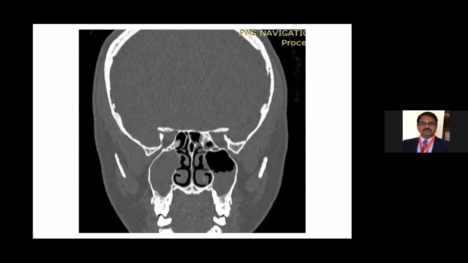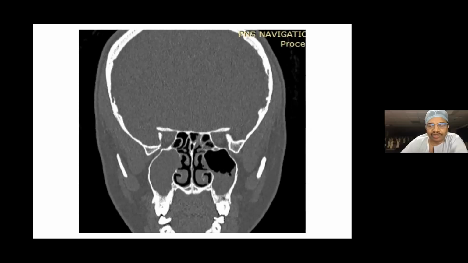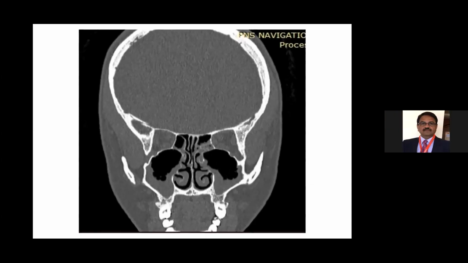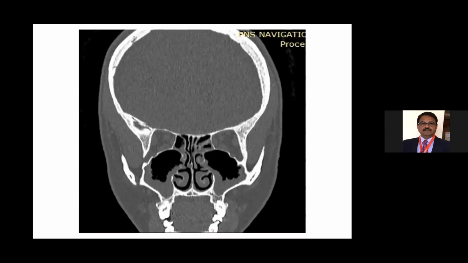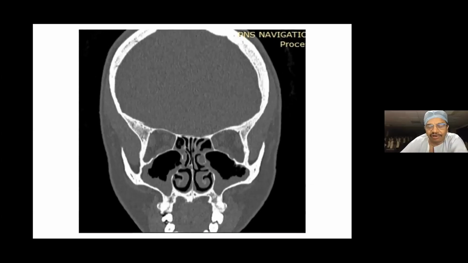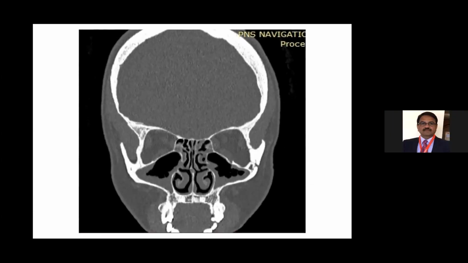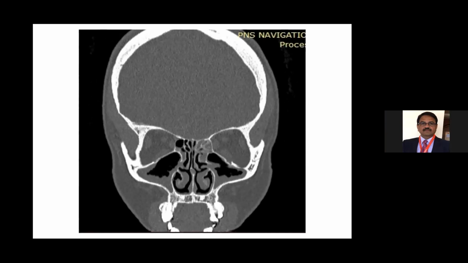Can you use the pointer, sir? Then I start looking at the skull base. I keep on looking at the skull base, whether it is dehiscent or whether there is any disease going into the intracranial cavity. So now that is the post-ethmoidal artery. This is the post-ethmoidal artery.